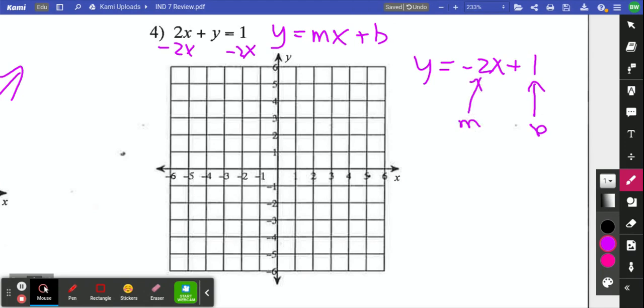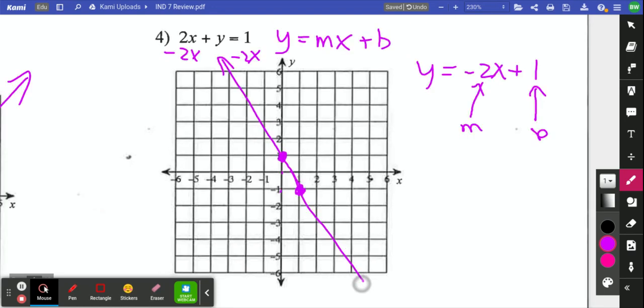And so we go to the y-intercept, which is right there, 1 on the y-axis. Slope is negative 2 this time, so rise over run is negative 2 over 1, down 2 over 1. So down 1, 2 over 1. Okay, and now we just make that line. Okay, let's look at the next one.